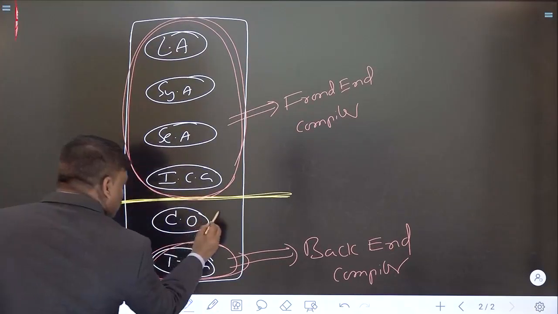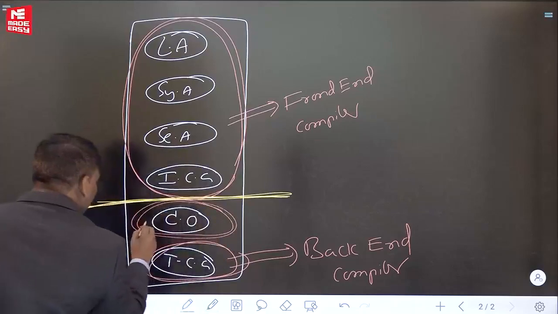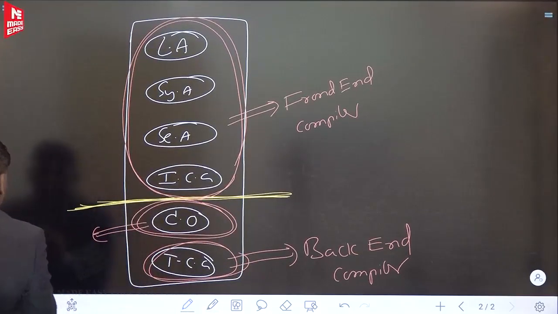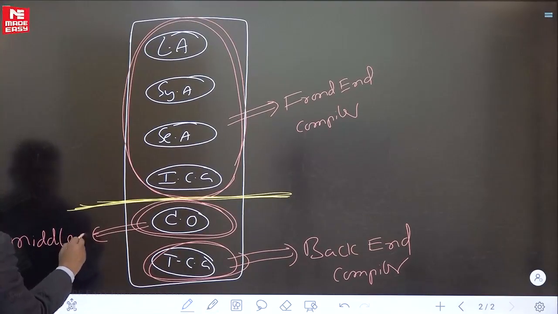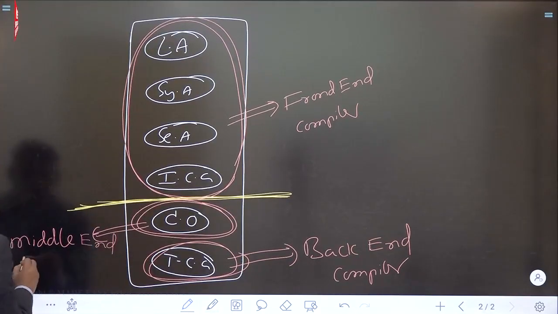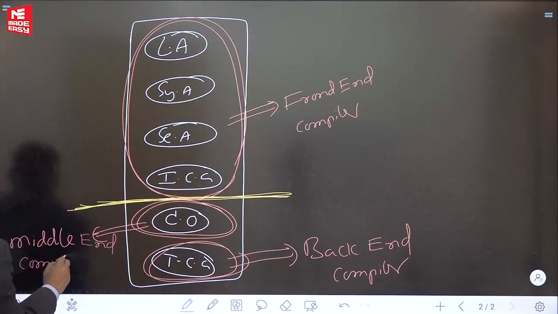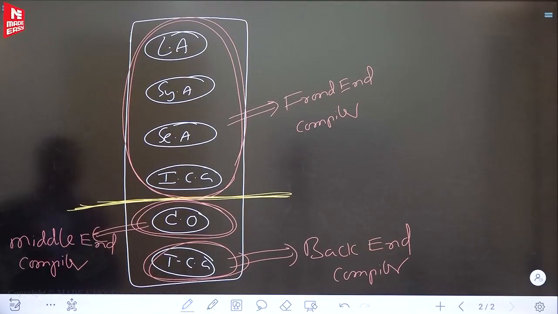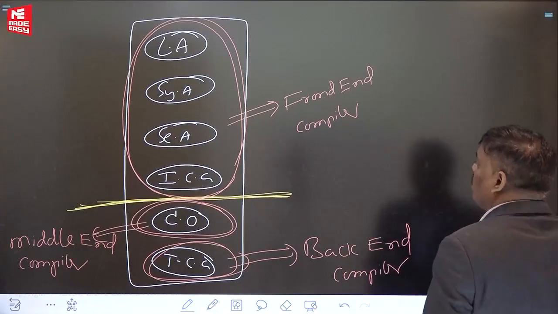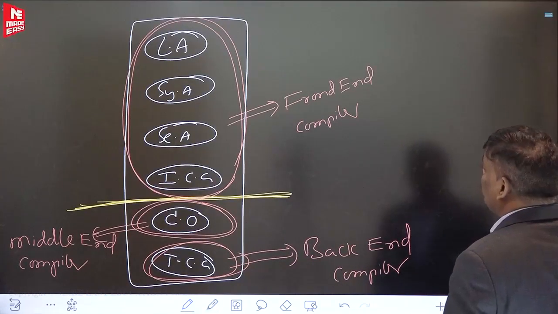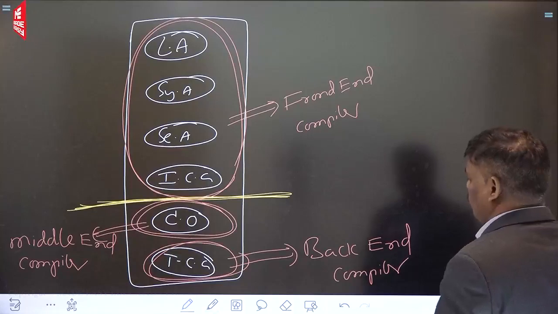Next one, see this one. Only code optimization is called the middle end of the compiler. Before it is the front end of the compiler. After code optimization is the back end of the compiler. They may ask you which phases belong to the front end of the compiler. First 4.